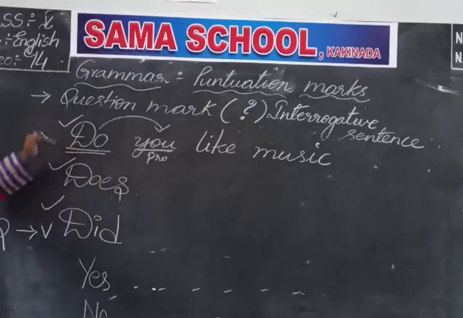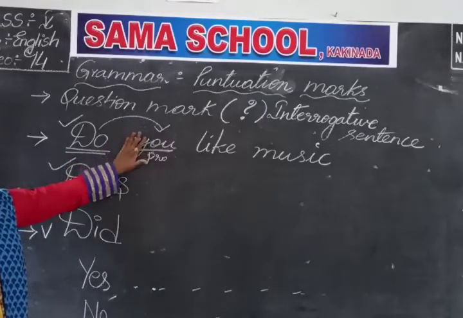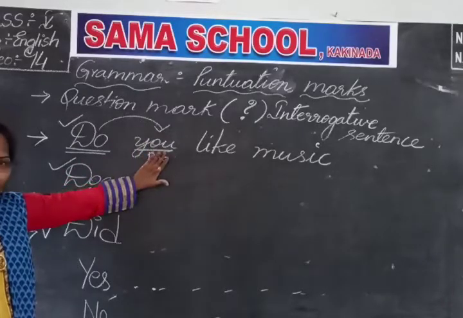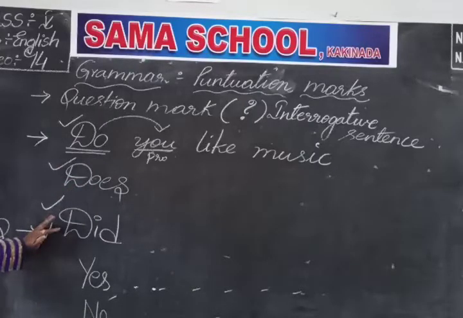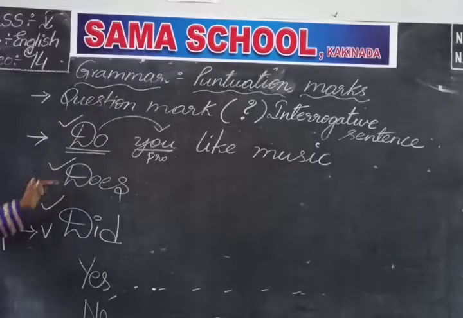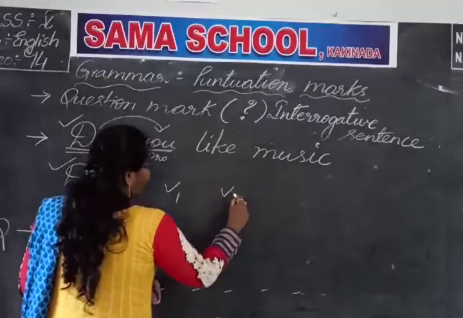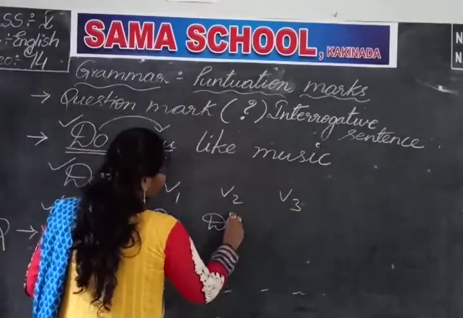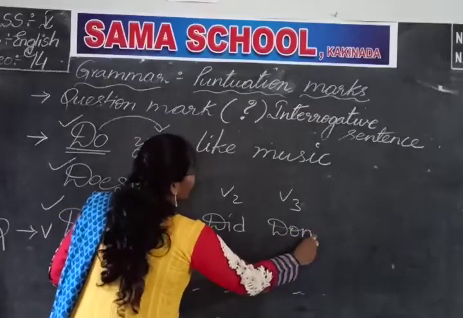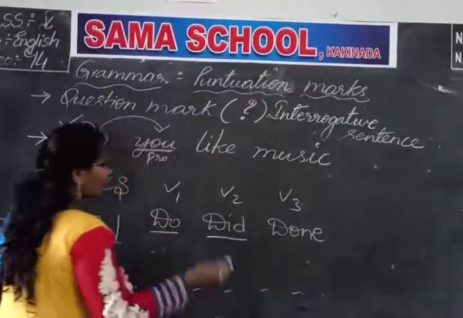Here when do, does, did come, they are also question words, but here it's not mandatory. You won't get the verbs, because do itself is a verb, does is a verb, did is a verb. Do you remember the V1, V2, V3 forms? In that we write like this: do, did, done. So in that, do is a verb, did is a verb.